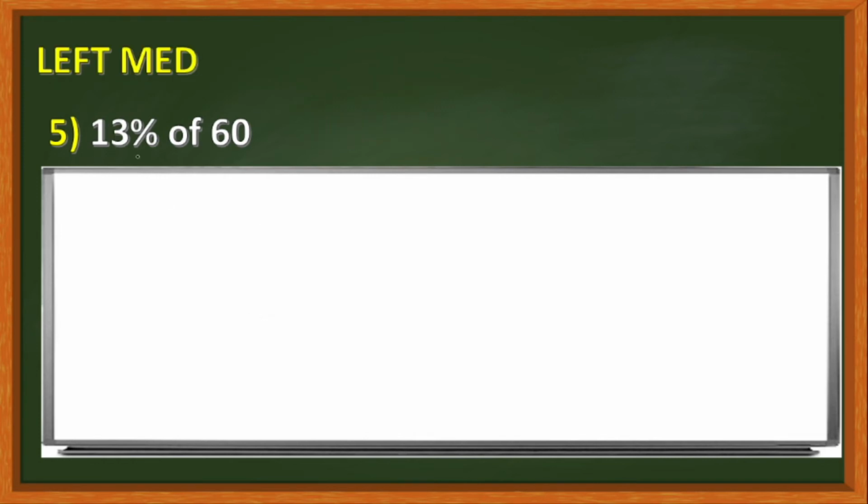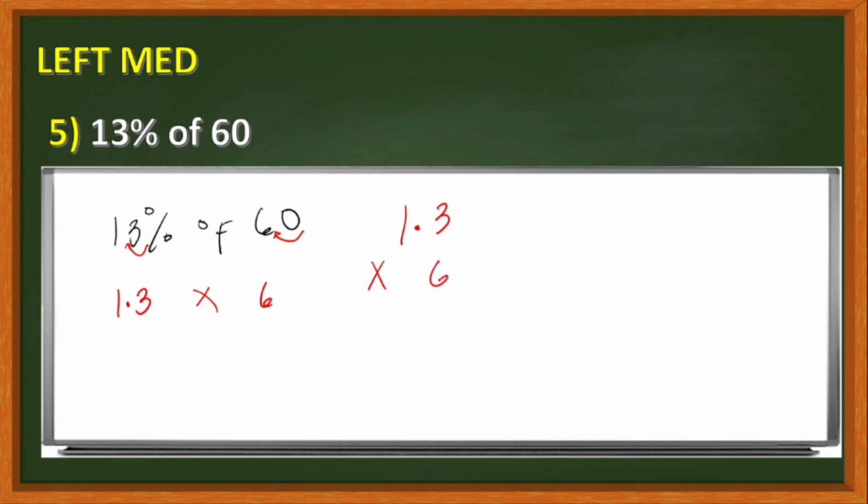How about 13% of 60? So basically, you're going to move the decimal to the left one place. Again, both sides. So move to the left one place, move to the left one place. So it becomes 1 and 3/10, and it became 6. So you just multiply 1 and 3/10 multiplied by 6.